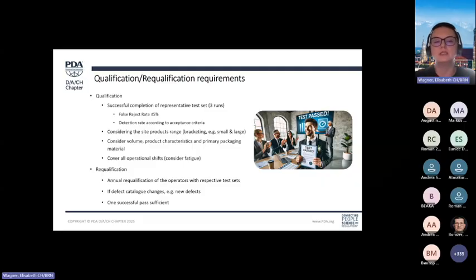The requalification itself, it's done annually, and also here with respective test sets. Could happen that you have to perform a requalification maybe in between of this interval because you have changed your criteria or you introduced new defects. But typically the requalification only requires one successful run.